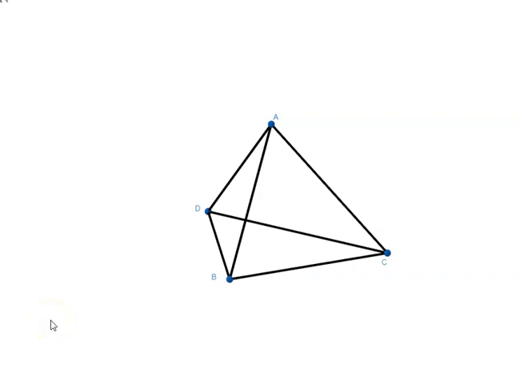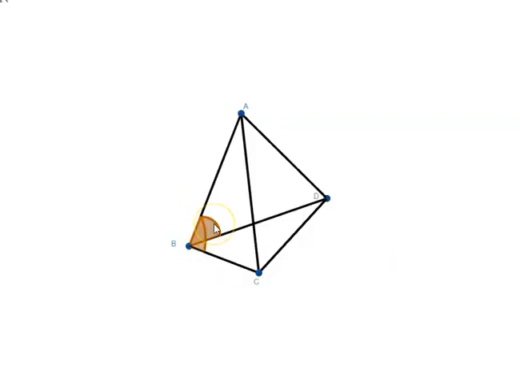Let's look at the solid angle at B. Remember, every point has a solid angle. So let's look at the solid angle at B. So here, angle CBA plus angle ABD, sum of any two angles is greater than the third. So these two orange angles, the sum of them is greater than the third angle, green angle.